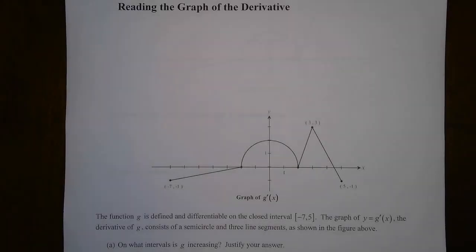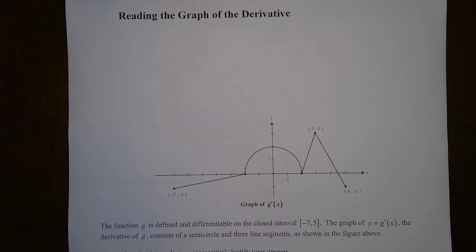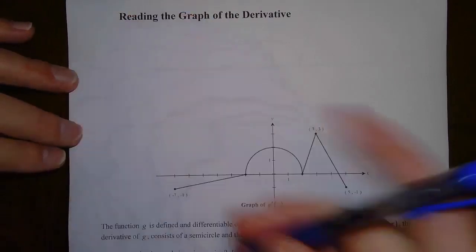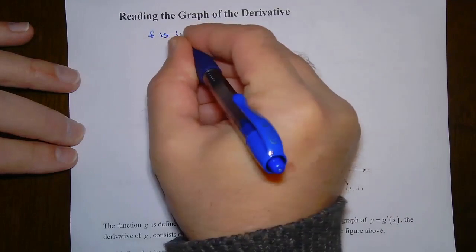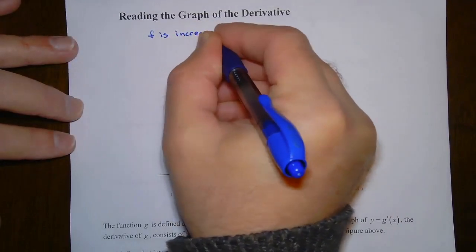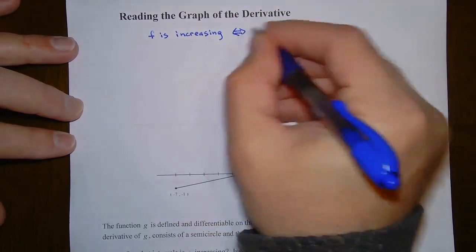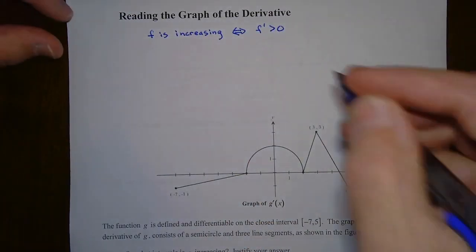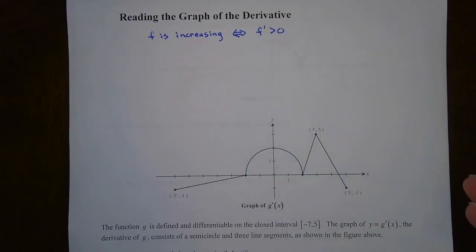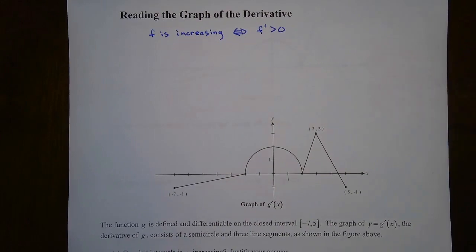So what we're going to be talking about today is reading the graph of the derivative, okay? That's going to tell us different things about the function, all right? So we know that f is increasing. I'm going to write here, f is increasing, and that would mean that f prime is greater than 0, okay? If we're looking at the derivative graph, to see where f is increasing, all we have to do is look at the graph of f prime and see where it's above the x-axis, okay?